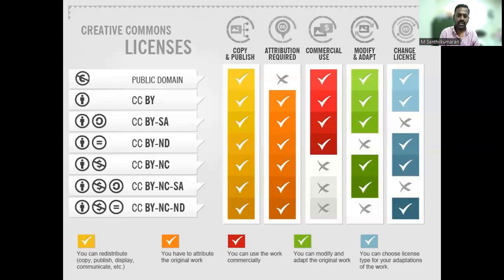If you consider attribution non-commercial no derivatives, we can copy and publish. Attribution is compulsory. As it is non-commercial, it cannot be used commercially, and as it is no derivatives, we cannot modify or adapt, but we can change the license. The pictorial diagram will easily represent what I said now.